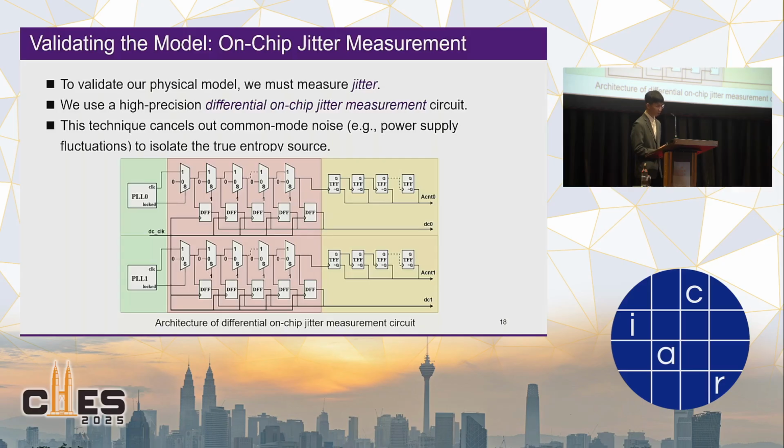So the platform parameters of the design, especially jitter, must be rigorously evaluated. Otherwise, a well-defined stochastic model may be an overestimation of the entropy. So to do that, we implement a differential on-chip jitter measurement circuit. And this technique can cancel the common mode noise, like the power supply fluctuations or environmental changes, to ensure that we can measure the true entropy of the randomness. It's the local clock jitter of the PLL1 and PLL0.